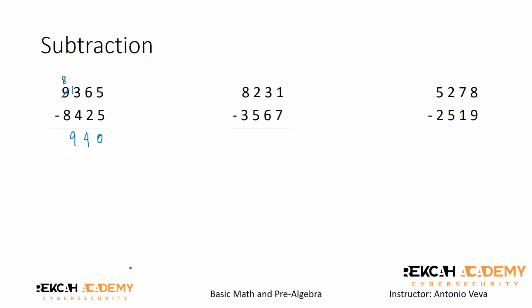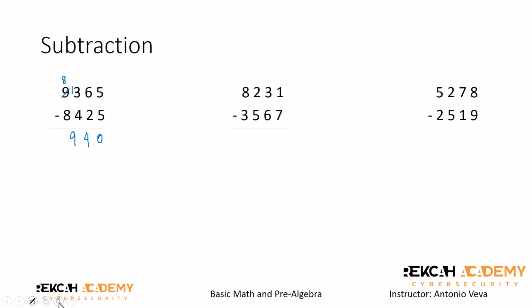So 9,365 minus 8,425 equals 940. The next problem is 8,231 minus 3,567. That is the second problem.